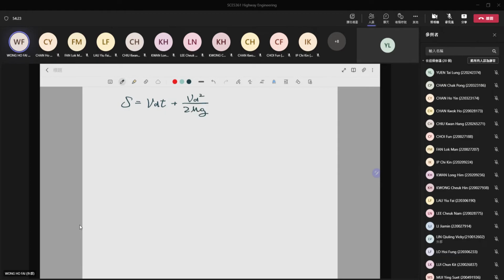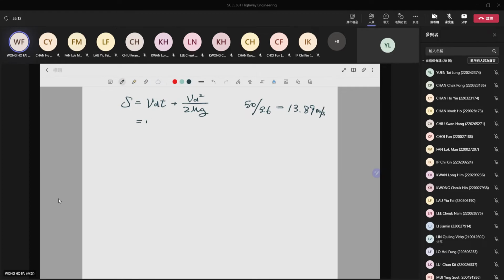For the first case, it is a dry case, so we should use the value of 0.7, right? Assume your design speed is equal to 50. Then you need to turn it back to meter per second, right? What is the speed of the vehicle in meter per second? Usually 50 divided by 3.6, right? So what is the value? Can somebody tell me? Okay, 13.89 meter per second.